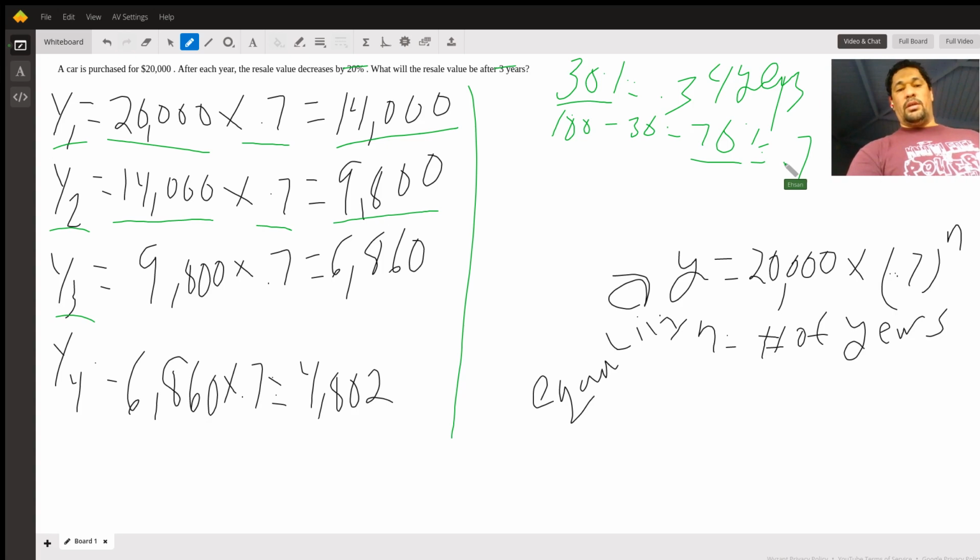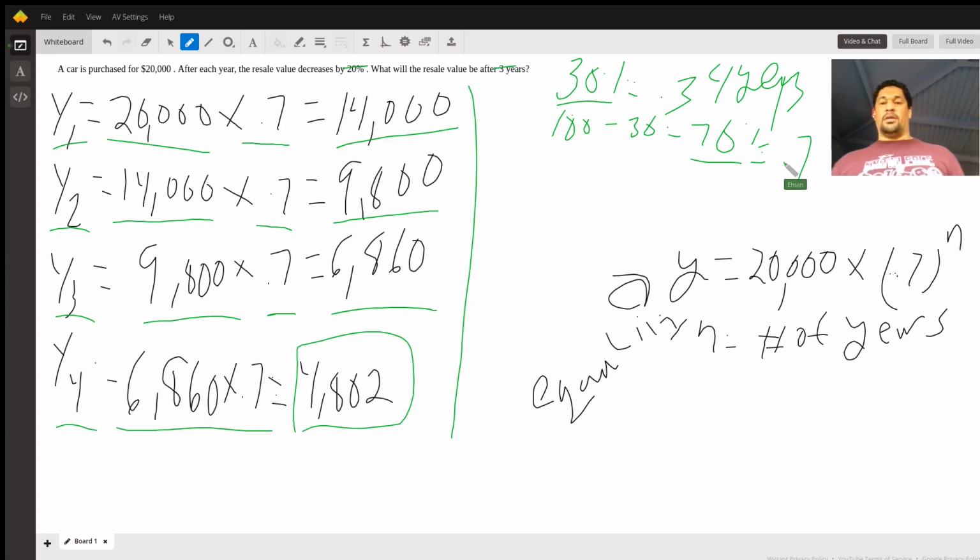At year three, we start with that value, which is 9,800. We multiply it by 0.7, and it's now at 6,860. So the car is at $6,860 after 3 years. After 4 years, it's 6,860 times 0.7, which equals 4,802. This is our final cost.